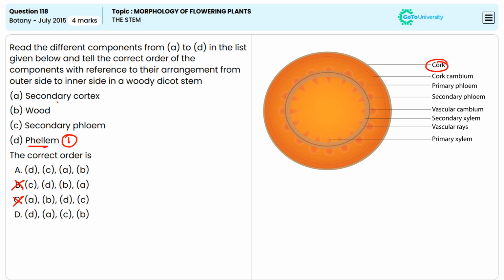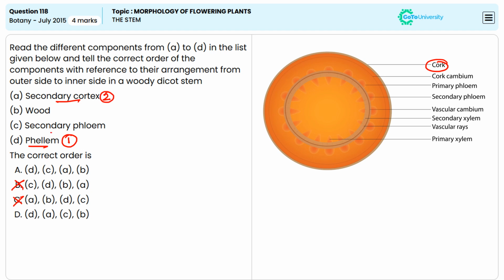Now let's mark the secondary cortex. The secondary cortex is located beneath the cork, that is the phellem, and it serves as supportive tissue and may have some storage function. So this secondary cortex specifically refers to tissue formed outside the vascular cambium, and it is situated between the cork cambium and the primary cortex. So we can say that secondary cortex will be coming second in the order.